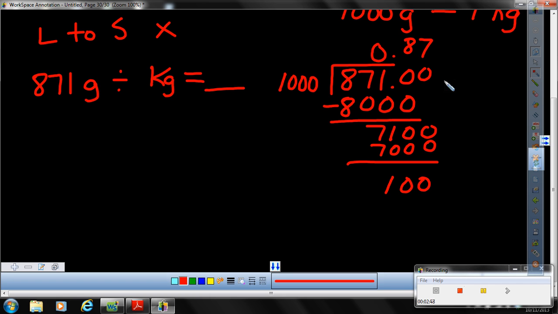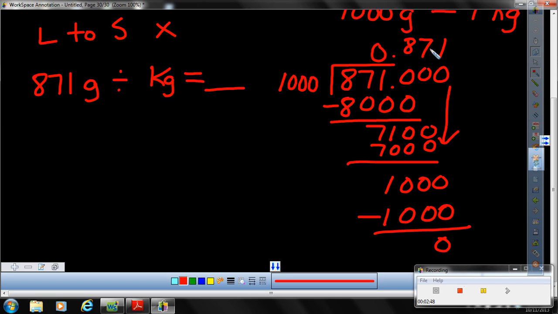Okay, we're going to add a 0 now. We know we will be done when we have 0 as our final answer. So that's the reason we're continuing. We ask ourselves, can 1,000 go into our new number, 1,000? Yes, 1 time. 1 times 1,000 would be 1,000. We would subtract, and we finally get 0. So we have 0.871. That's our answer.